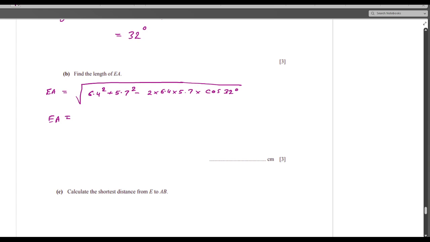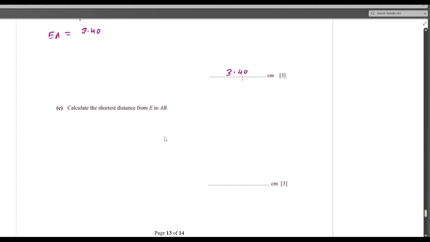is equal to the square root of 6.4 square plus 5.7 square minus 2 times 6.4 times 5.7 times cos 32 degrees. And if I take the square root of this, it is 3.4. 3.4 in two significant figures. Actually it is 3.40, so I will write the answer as 3.40. It suggests that I have written my answer in three significant figures.